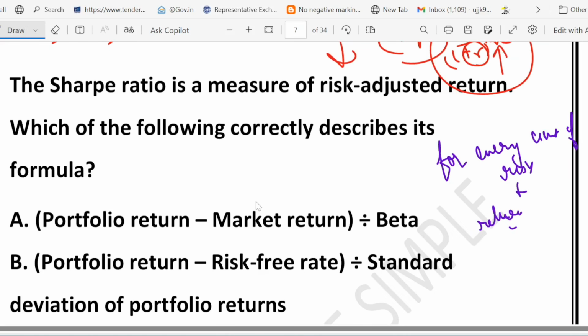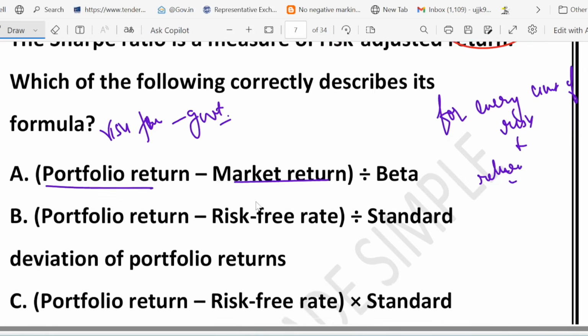So what are risk-free investments? What are examples of risk-free investment? Like government bond. Government bond is a kind of risk-free investment. So basically, on one side you have your portfolio return and on the other side you have your risk-free investment. So both are compared, portfolio return versus risk-free investment. And then after comparing, divide it by how much your portfolio fluctuates. That is called the standard deviation.